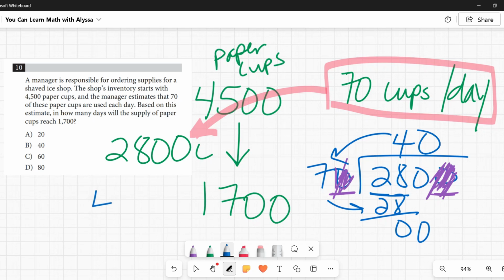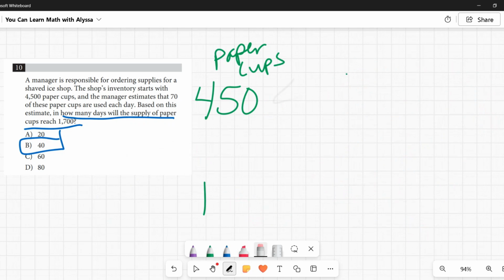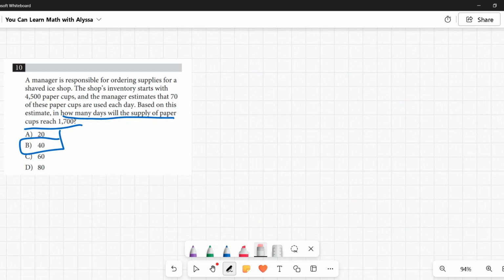So 40 days, that's what we were trying to figure out, is cups per day. How many days? 40 days. That is our answer. How many days will the supply of paper cups reach 1,700? In 40 days, which is B. If we were wanting to do this in an equation, an algebraic equation, you would say we're trying to solve for how many days.